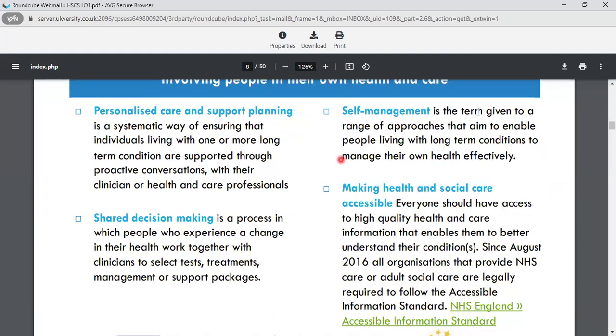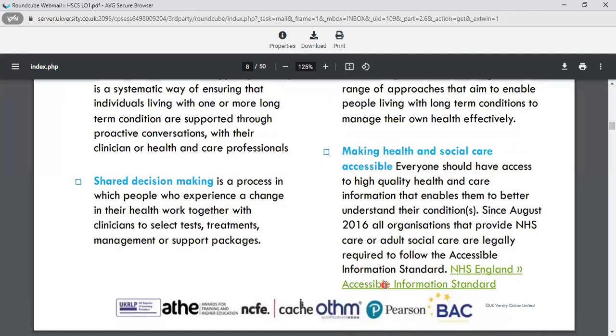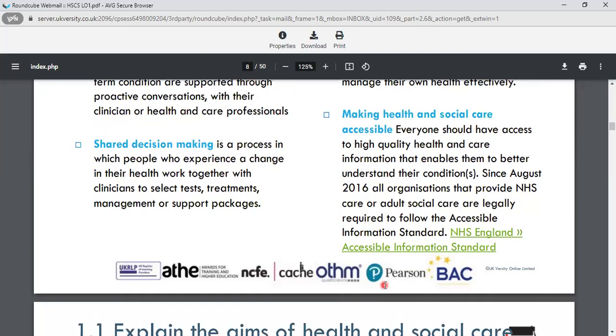Self-management is the term given to a range of approaches that aim to enable people living with long-term conditions to manage their own health effectively. And then the last on this slide is making health and care, social care accessible. Everyone has to have access to high quality health and care information. This would enable them to better understand their conditions. Since August 2016, organizations that provide NHS care or adult social care are legally required to follow the accessible information standard. You can have a look at the standards over here.